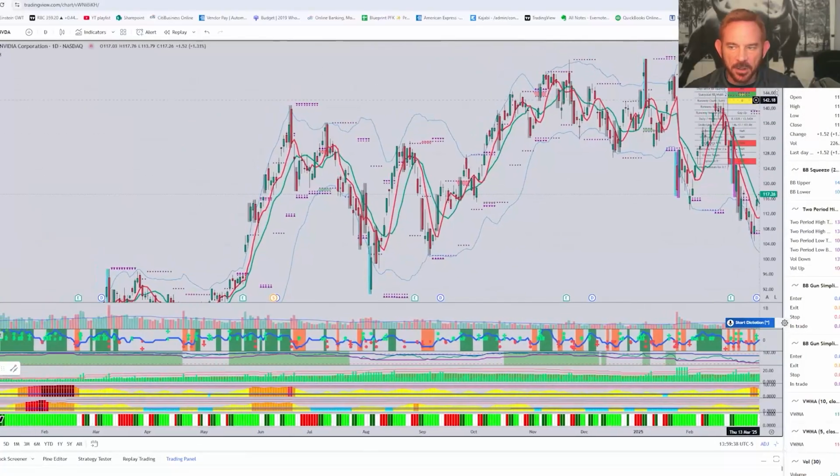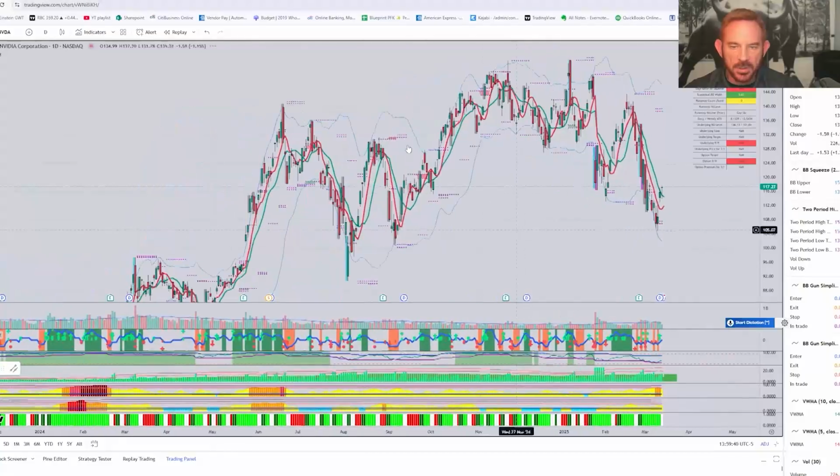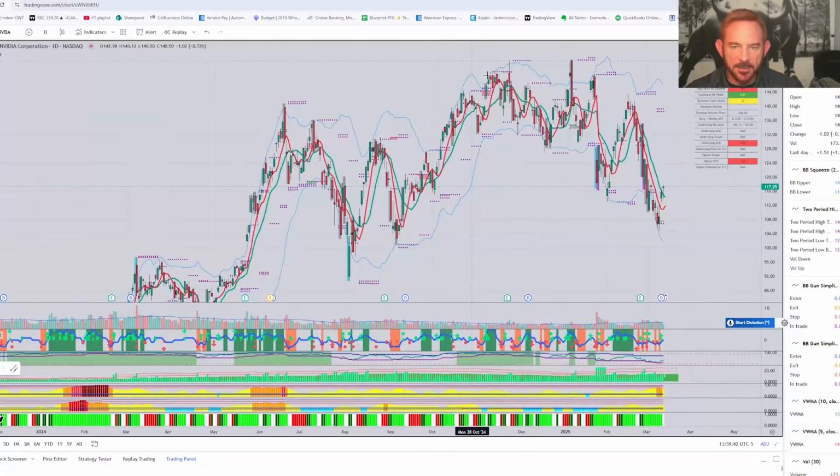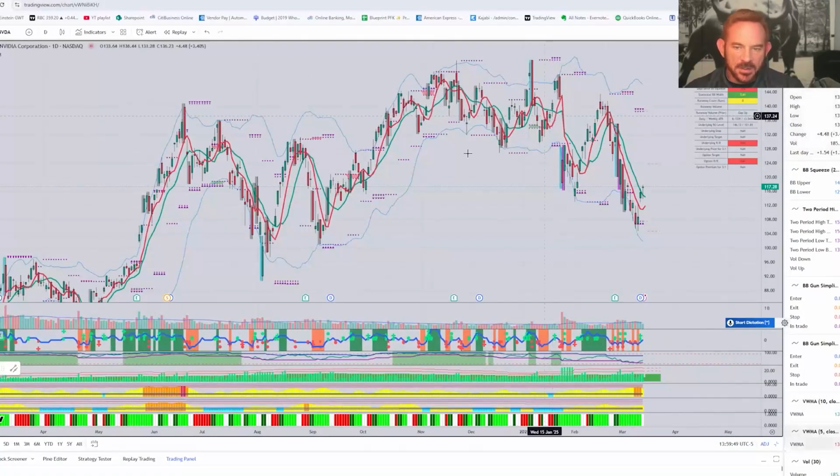And it never took it out convincingly. Every time it got up in here, it got rejected. And so this is a good example with a long NVIDIA position. We are able to use this to hedge up the position in a way that we had very little downside if it sold off. Well, it did sell off.